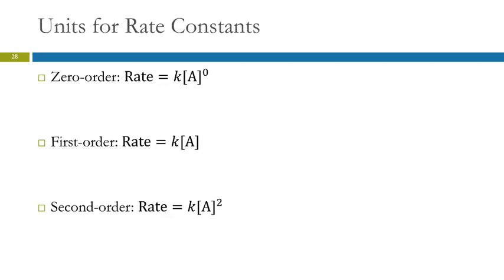Let's look at what the units are for the rate constants for different orders of reactions. And my mind just went blank.